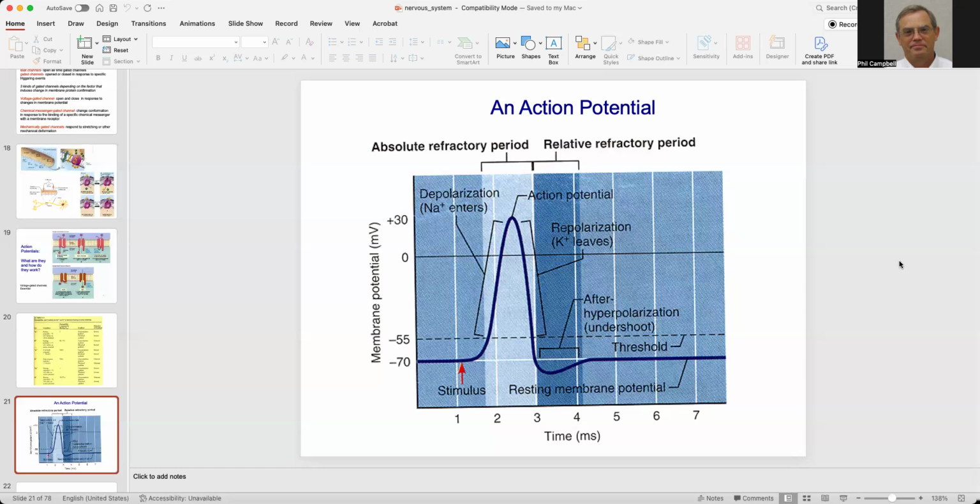The relative refractory period is, well, I don't necessarily have to get back up to minus 70, but I have to be negative enough so that I can initiate another action potential. Okay, I know this is confusing. This is a critical concept.